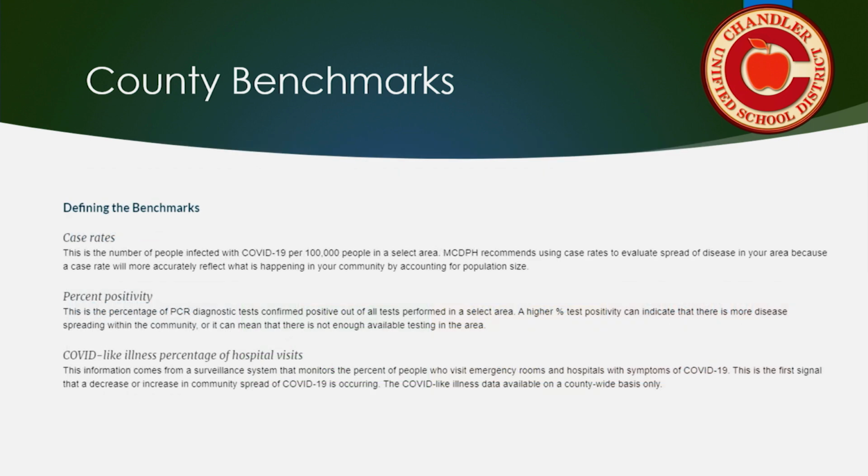So when we look at the definitions, just as a follow-up, our case rate is the number of people infected with COVID-19 per 100,000 people in a selected area. Percent positivity is the percentage of PCR diagnostic tests confirmed positive out of all tests performed in the selected area, the PCR test being, I believe, the nose swab. COVID-like illness is the percentage of hospital visits. This information comes from the surveillance system that monitors the percent of people who visit emergency rooms and hospitals with symptoms of COVID-19.